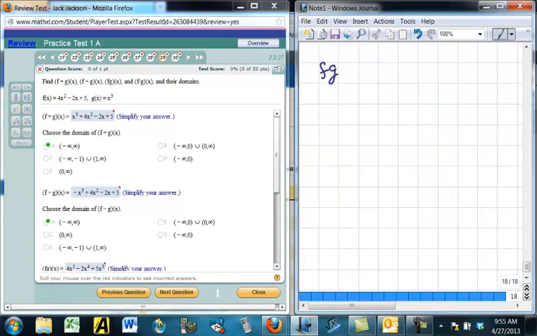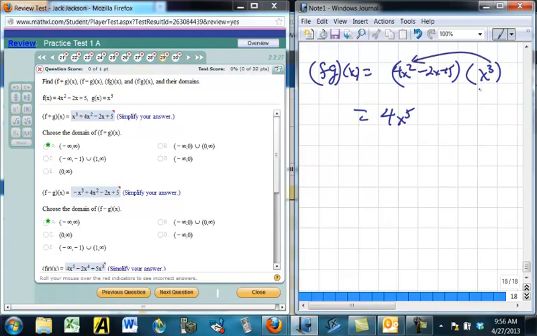F g, in other words, f times g of x, is 4x squared minus 2x plus 5 times x cubed. Now let's go ahead and distribute 4x to the 5th. Then we do it here. It's minus 2x to the 4th plus 5x cubed. And again, all reals work for that.